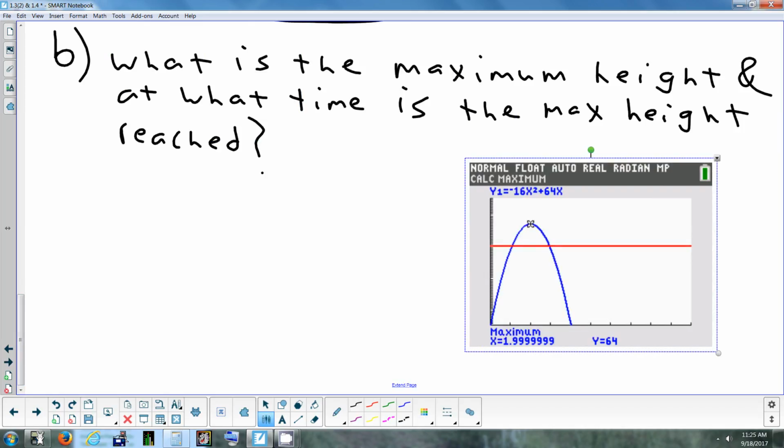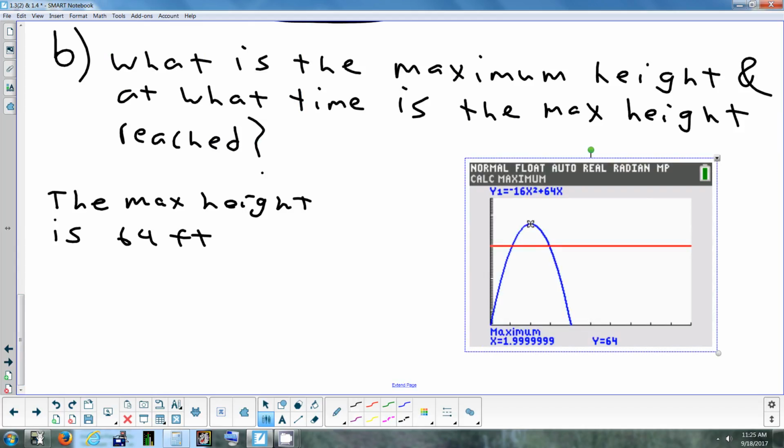Yeah, Cameron? The maximum height is 64 feet. Yes. So the max height is 64 feet. And this occurs at what time? When does the maximum occur? Colin? Oh, 2 seconds. Yeah, at 2 seconds.